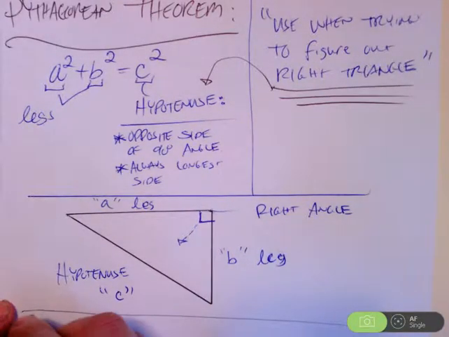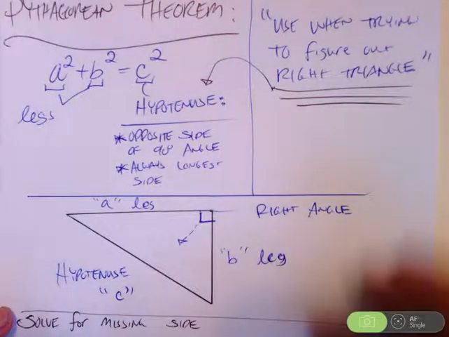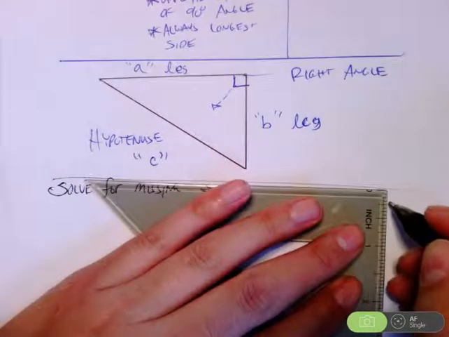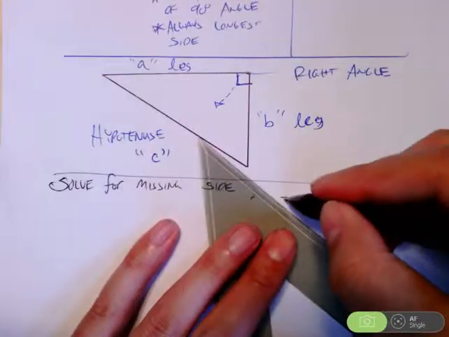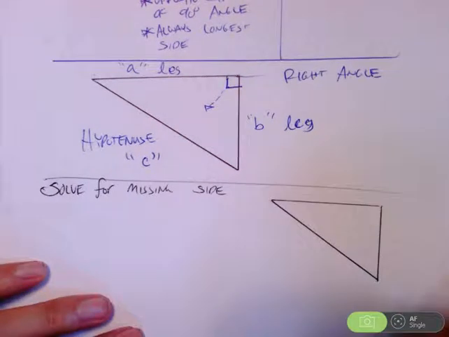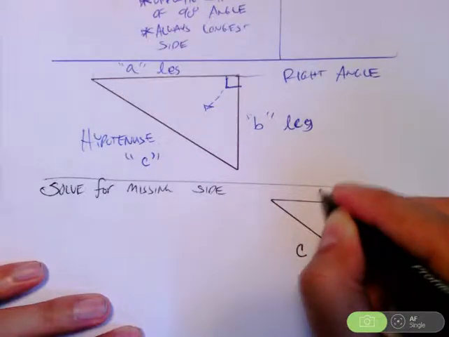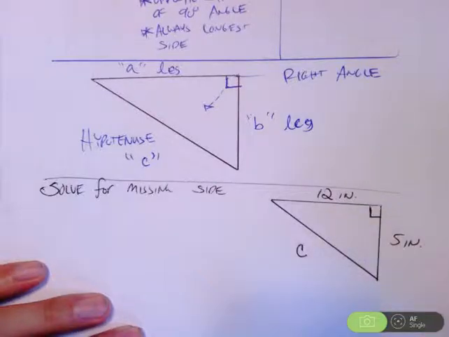So we'll start solving. We'll say solve for missing side, okay? So I'm going to make up, we'll bump this up just a little bit. I'm making these up, so they might look a little funny for right now. You should really get a triangle too. These triangles are really nice. So we'll say solve for missing side. We'll label this C. We'll label this 12 inches and 5 inches.